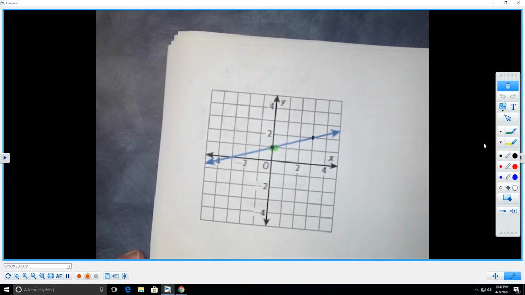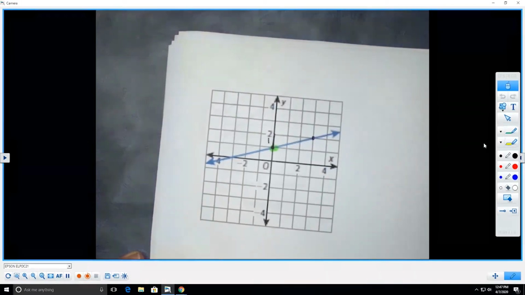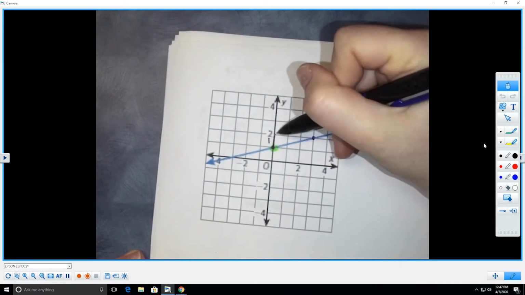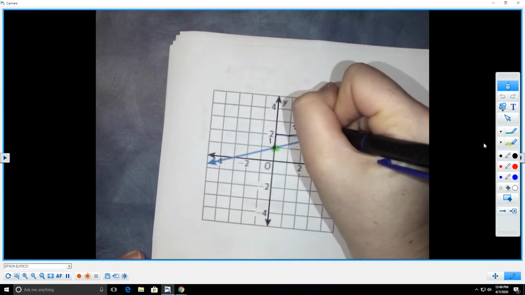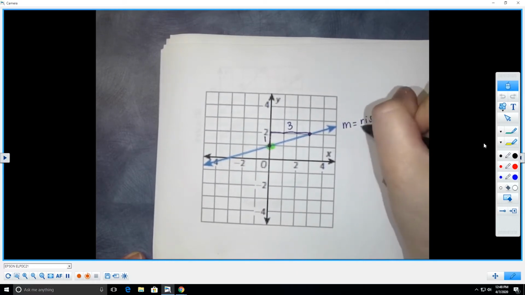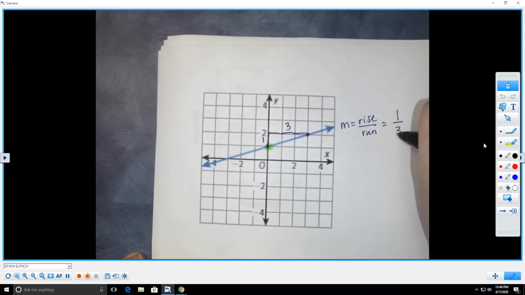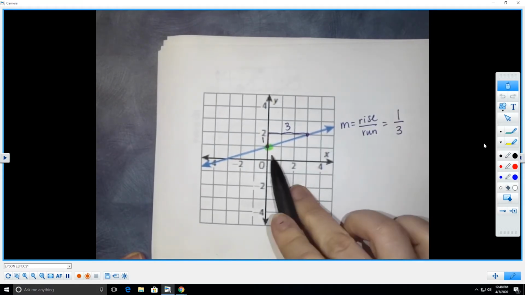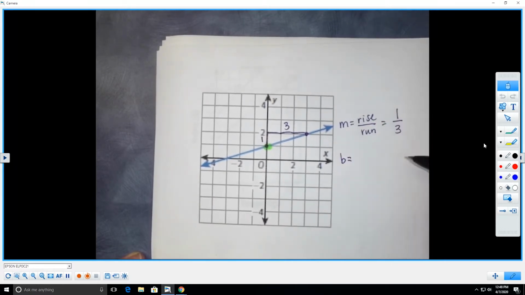So now what we're going to do to calculate the slope is we're going to calculate the rise. So I rise up 1 unit. Now we're going to calculate the run. 1, 2, 3 units. And so my slope is equal to my rise over run, which in this situation is equal to 1 over 3. And remember earlier, this green point, that represents my y-intercept, and that is positive 1.